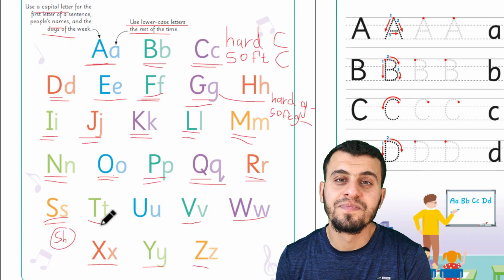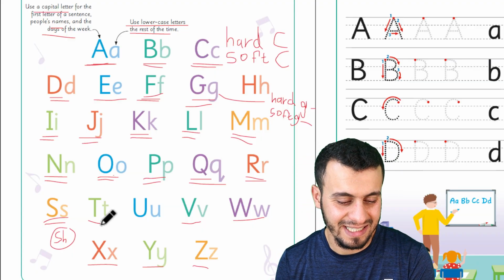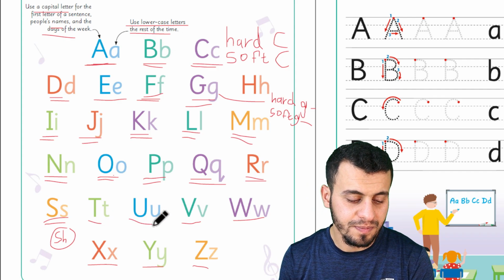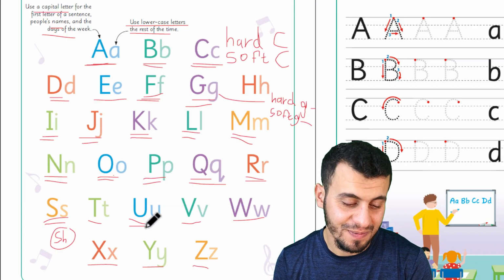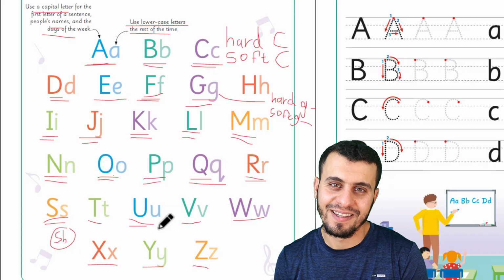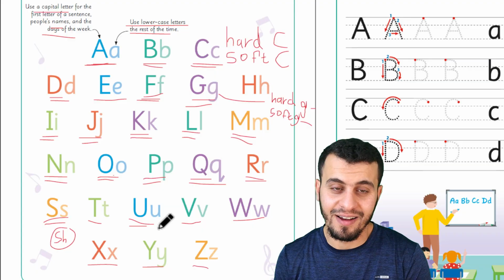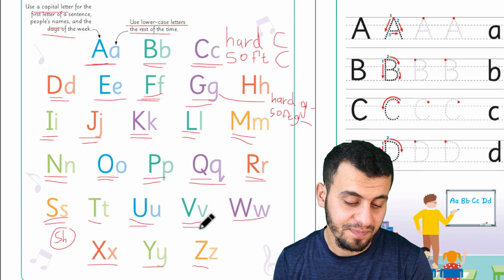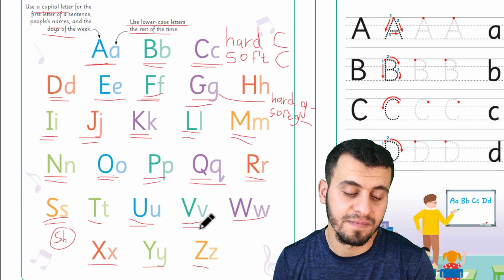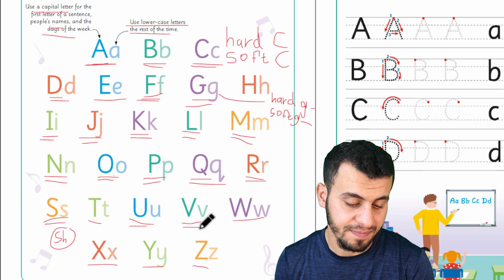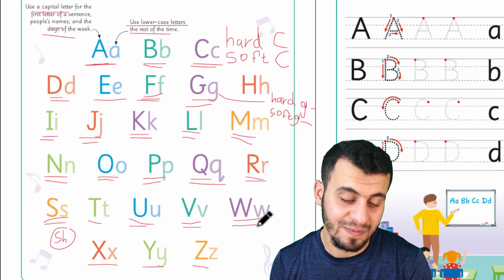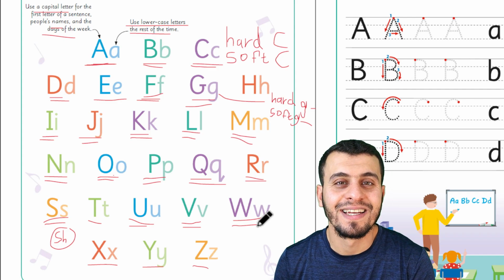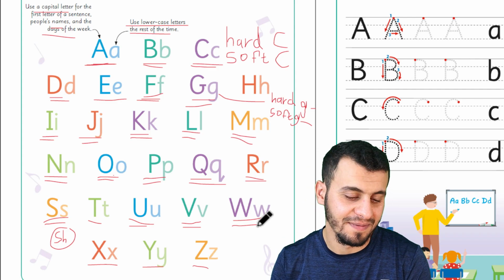T says T. U. U says A. V says V. W says W.